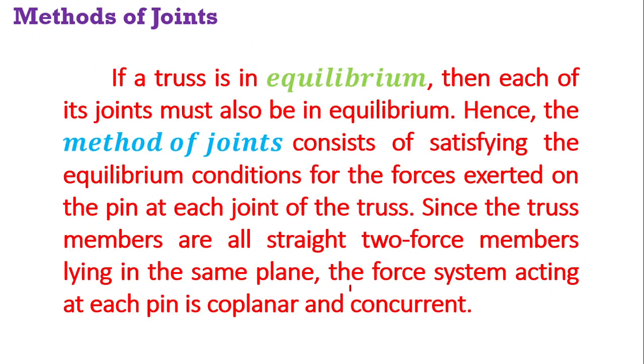So if a truss is in equilibrium, then each of the joints must also be in equilibrium. Hence, the method of joints consists of satisfying the equilibrium conditions for the forces exerted on the pin at each joint of the truss. Since the truss members are all straight two-force members lying in the same plane, the force system acting at each pin is coplanar and concurrent.